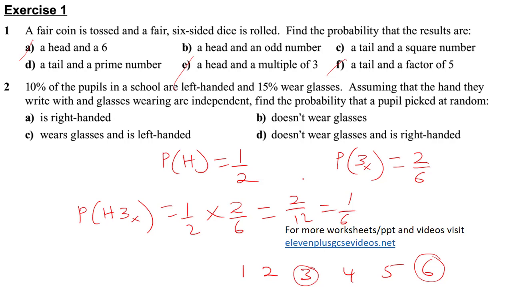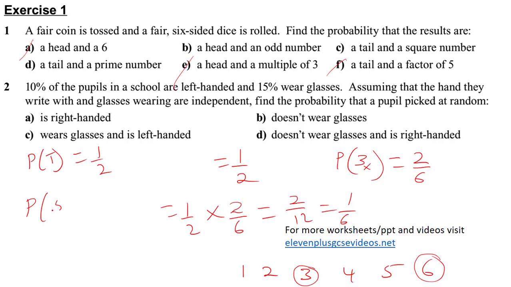Now doing question 1 as well: a tail and a factor of 5. A tail is just 1 over 2, because there's 1 tail out of 2 outcomes. So the probability of getting a tail on the coin is 1/2. Probability of having a factor of 5: a factor of 5 is any number that you can times to get 5. So 1 fits into 5 and 5 fits into 5. That's 2 out of 6 again. Factors of 5 are the numbers you can times to get 5, which in our case is 1 and 5. So there's 2 out of 6, and all you need to do is times them up.